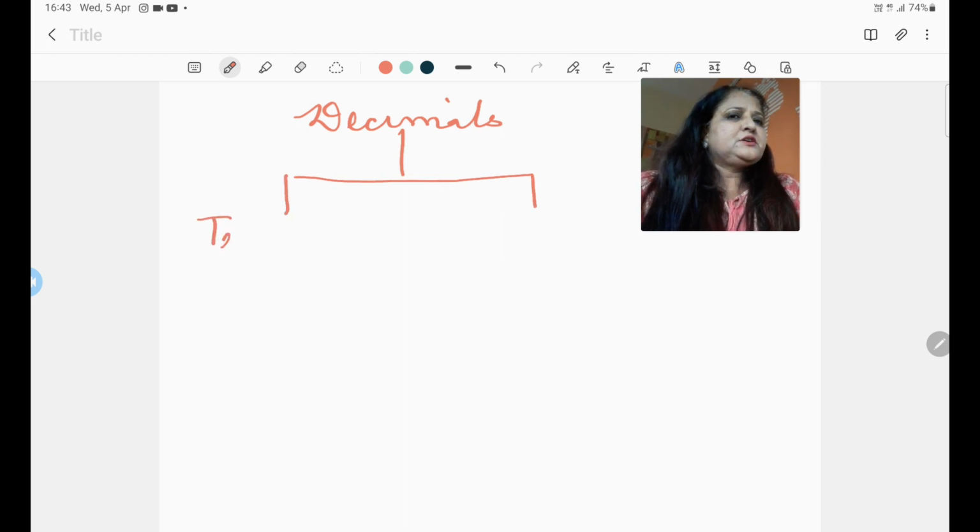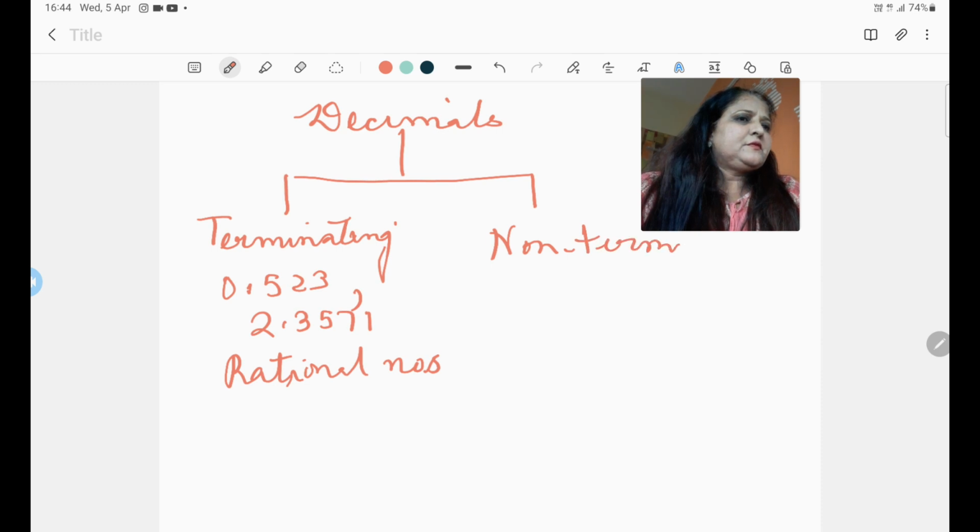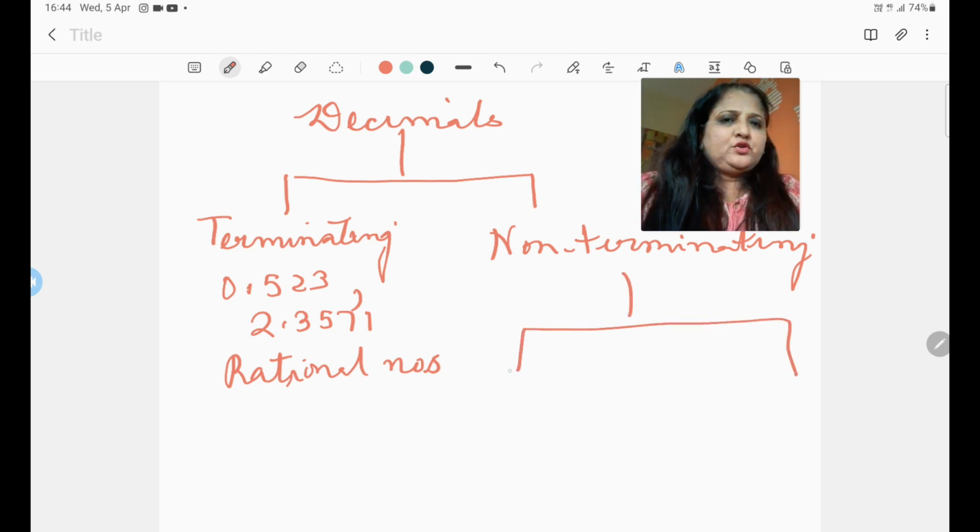Decimals can be terminating. Terminating means the number is stopping, like 0.523. It has stopped over there. Then 2.3571, this has stopped. So all the terminating decimals will be rational numbers. You'll be able to put them in the form of p by q. And if it's non-terminating, then again it can be of two types: recurring or non-recurring.